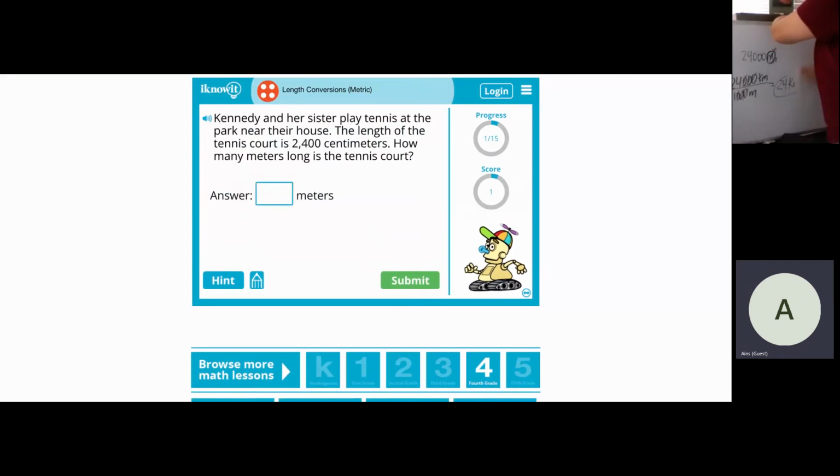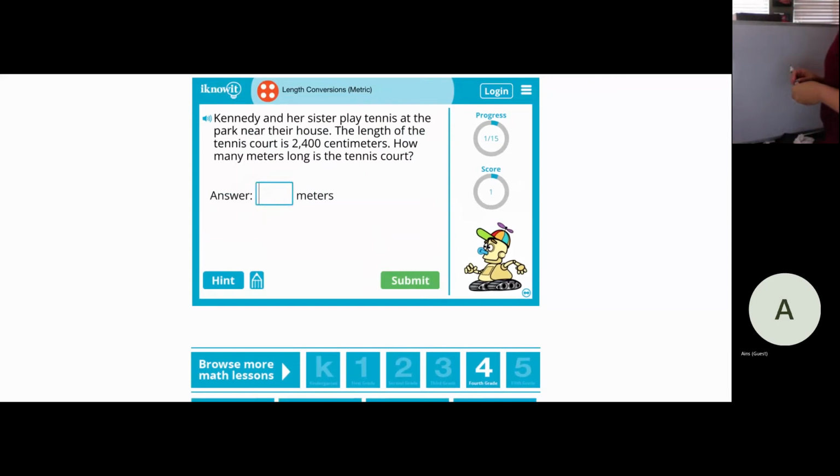Okay, I'm gonna start with how centimeters relate to meters. One centimeter is 0.1 meters, or 0.01. Almost did that wrong. Yes, because there are 100 centimeters in 1 meter.